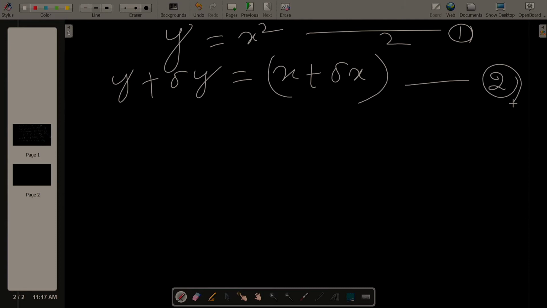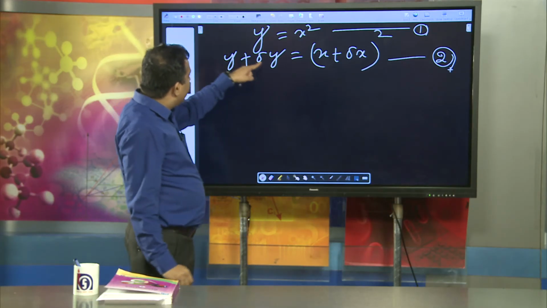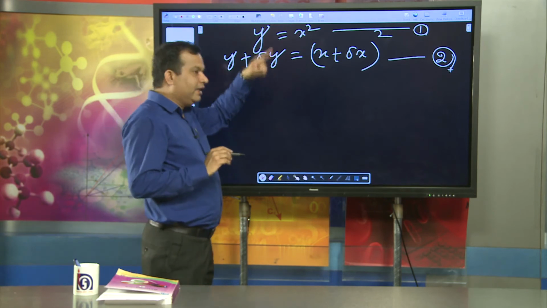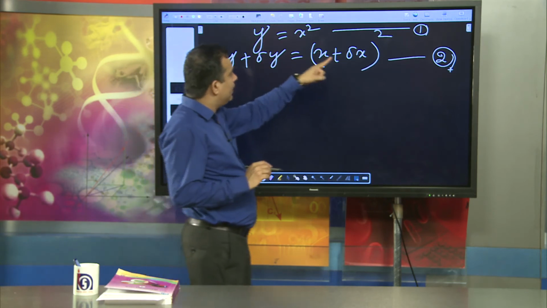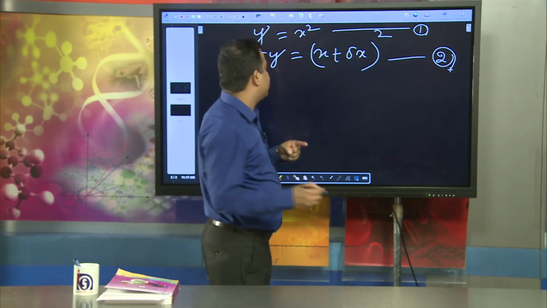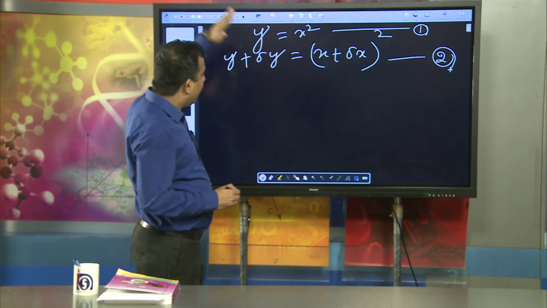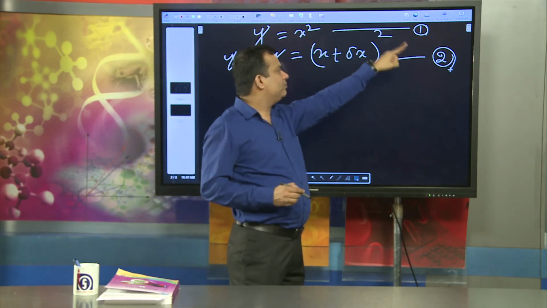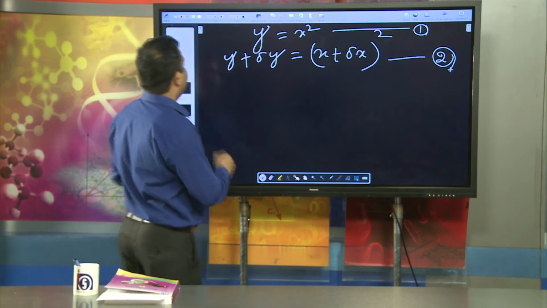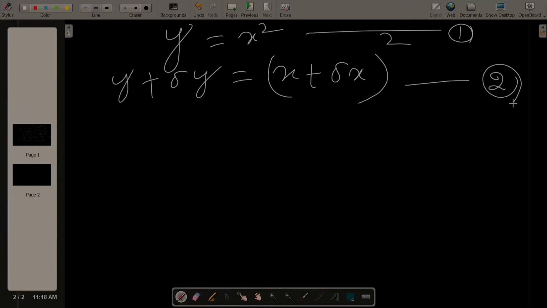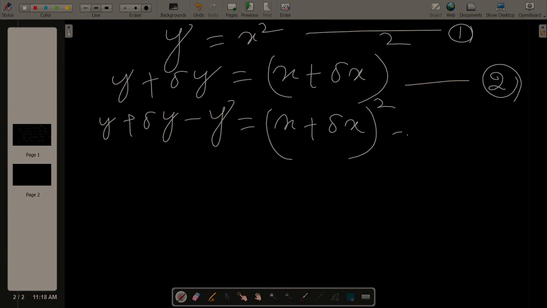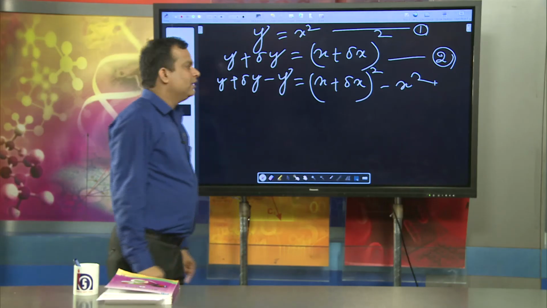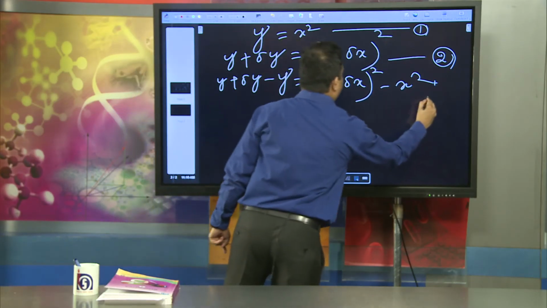Now del y is the increment of y and the corresponding del x is the increment of x. Now we have to subtract equation 1 from equation 2. So I can say y plus del y minus y equals x plus del x whole square minus x square. Suppose this is equation 3.